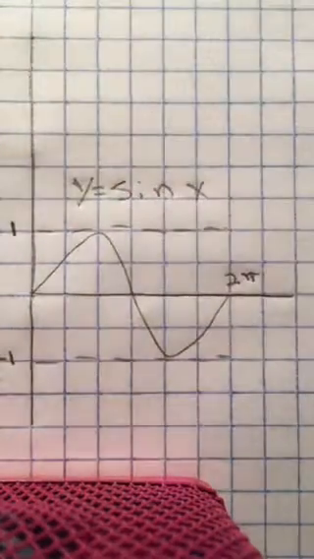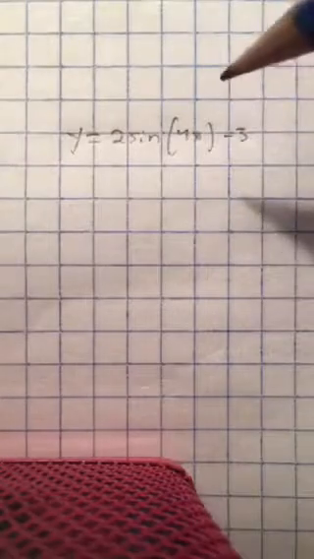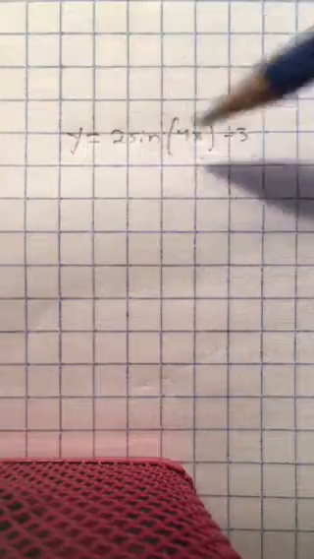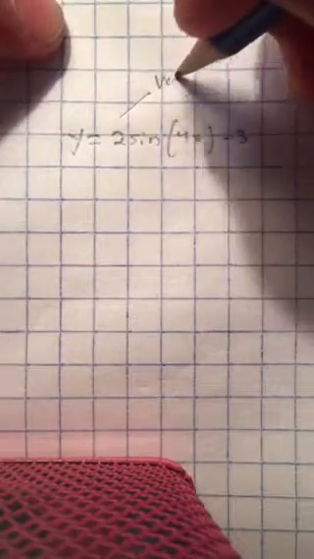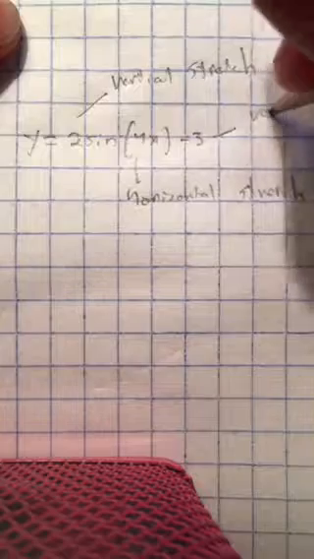So there we have y equals sine x. All right, so for this assignment, the equation that I chose was y equals 2 sine 4x minus 3. So right here, we have our vertical stretch. Right here, we have our horizontal stretch. And right here, we have our vertical translation.